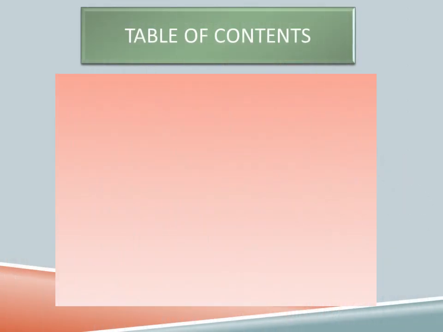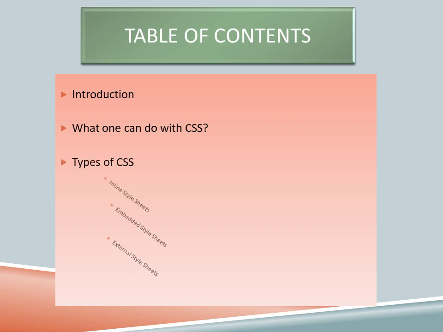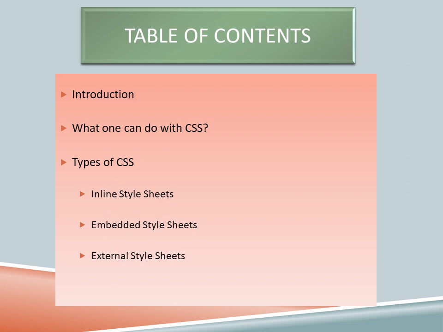The table of contents means the topics I'm going to cover: a brief introduction to CSS, what one can do with CSS, and types of CSS. Here we have three types of CSS. One is inline style sheets, next is embedded style sheets, and last is external style sheets. But external style sheets are used in two ways further. And the last is pros and cons of using CSS.